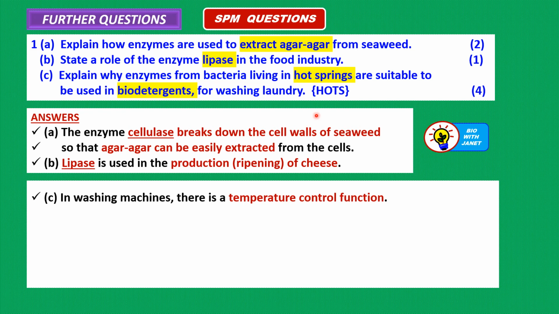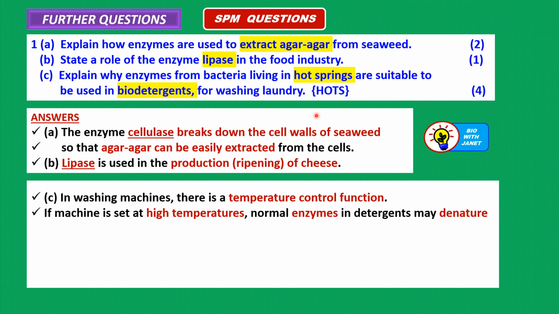So 4 marks here. Firstly, we can mention that in washing machines, there's a function for temperature control. All right, your washing machine at home may have this function where you can increase the temperature from room temperature to higher temperatures like 40 degrees, 50 degrees Celsius, 60 degrees Celsius, and so forth. Now, if the machine is set at high temperatures, what will happen to normal enzymes? We know that normal enzymes like lipase and amylase that are similar to the ones in the human body have an optimum temperature of about 37 degrees Celsius only.